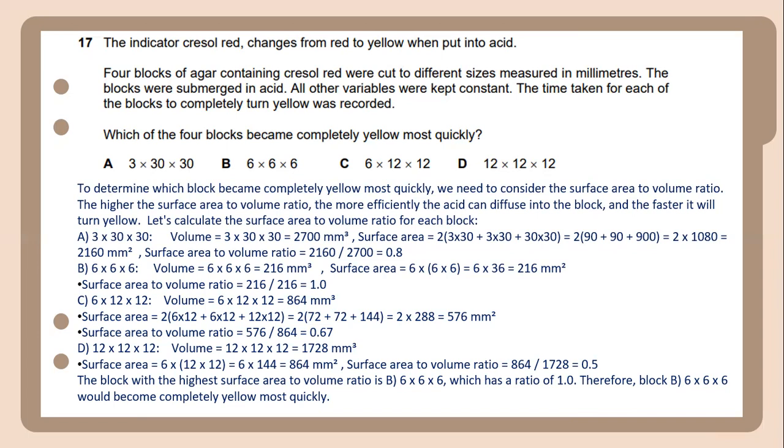So the block with the highest surface area to volume ratio is B, 6 multiplied by 6 multiplied by 6, where the surface area to volume ratio is about 1. Therefore, block B would become completely yellow most quickly. So the answer will be B.